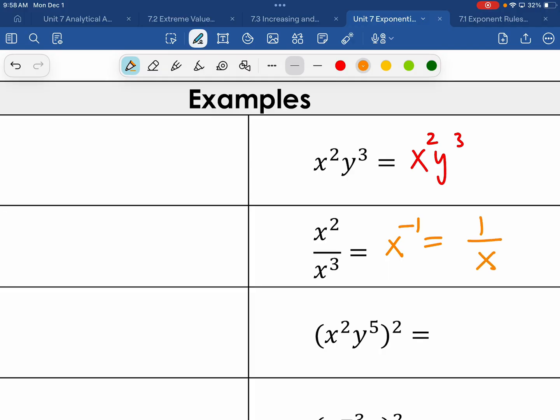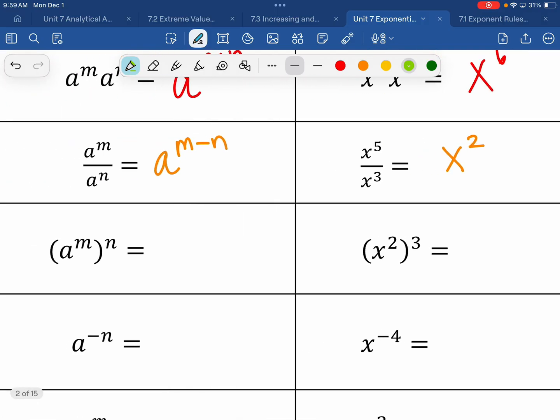We'll talk about the negative exponents here in a second, but the way that I prefer to think about this when you're subtracting exponents is I have 2 x's on top and I've got 3 x's on bottom. So when you cancel out 2 of them, you're left with 1 on the bottom. Does that make sense? So that's kind of how I think about the subtracting.